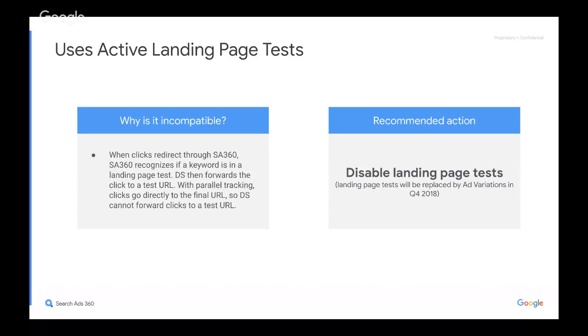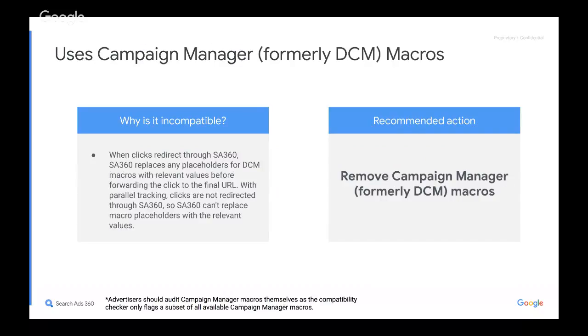If there's landing page tests that are currently running, I would recommend to just finish them as soon as possible, evaluate them, and then focus on the migration, because active landing page tests as such are not compatible with parallel tracking. So they need to be disabled before the migration. If you're planning to do landing page tests in the near future, I would recommend to maybe wait until Q4. There will be a tool launched then, which is called Ad Variation, that will be able to do landing page tests.